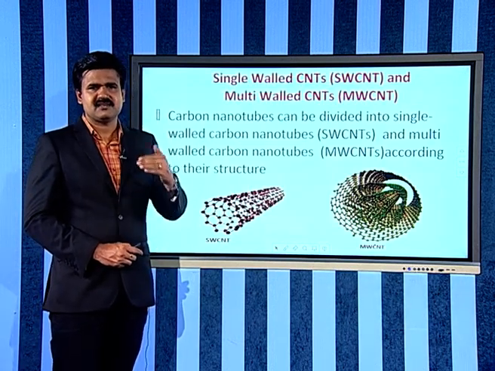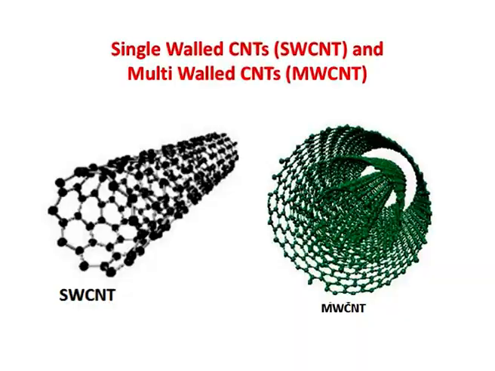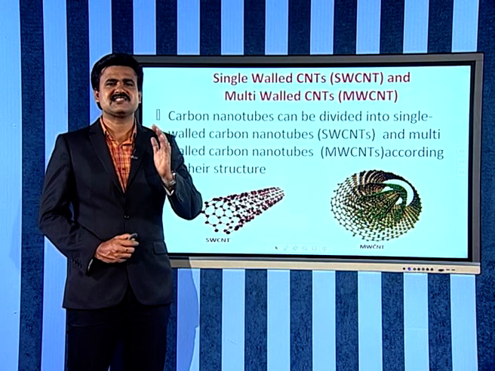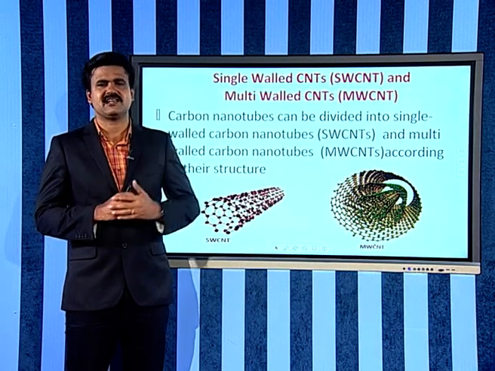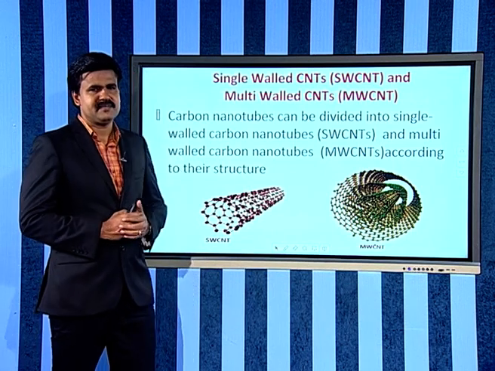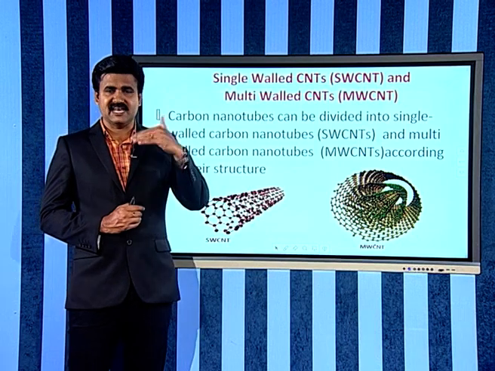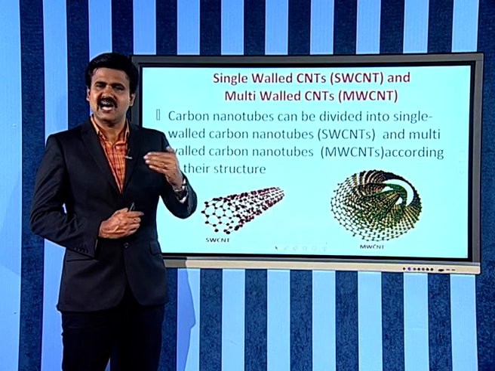Classification of carbon nanotubes is based on their structure. The two types are single-walled carbon nanotubes and multi-walled carbon nanotubes. In a single-walled carbon nanotube, there is only one layer of graphene which is rolled to a cylindrical form. However, in the case of a multi-walled carbon nanotube, several layers are rolled to get the multi-walled arrangement.